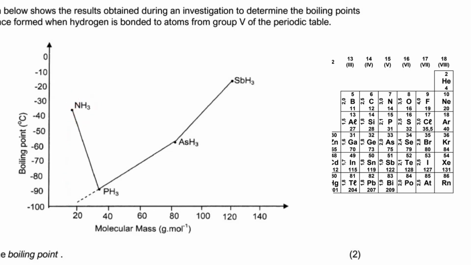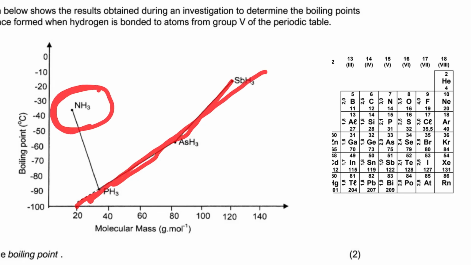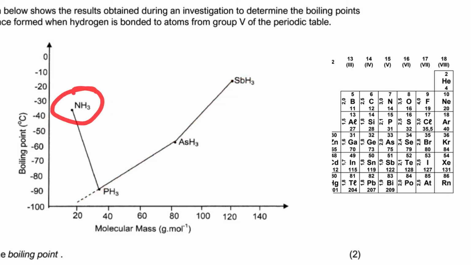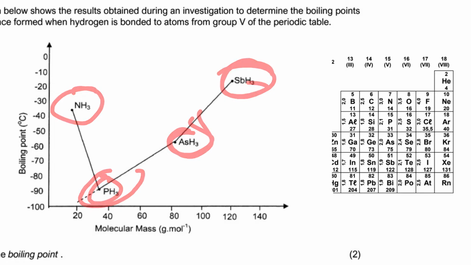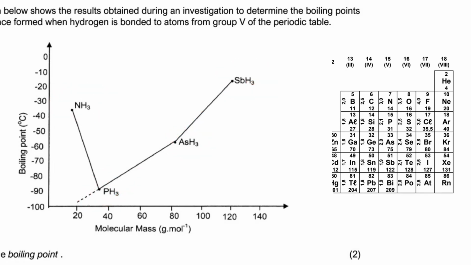But the ammonia doesn't go with this trend. This trend goes this way because the ammonia is totally different from these ones. So what makes the ammonia different from these ones? Because it has hydrogen bonding. None of these has hydrogen bonding, but this one consists of hydrogen bonding. So it's different from this trend, right?